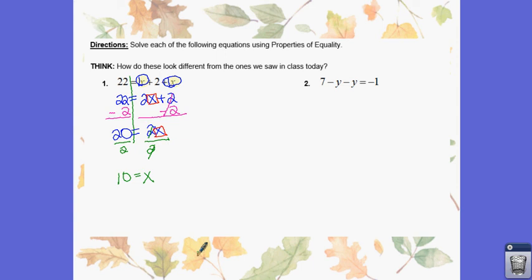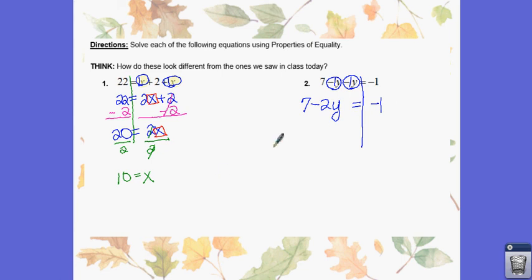Let's take a look at number 2. Number 2 has the same difference compared to the equations we saw today in class. This negative 1y and this negative 1y must be combined. I cannot isolate y unless I only see it once. So my 7 remains. Negative 1 minus 1 more, or same sign add, is negative 2y, and that's equal to negative 1.